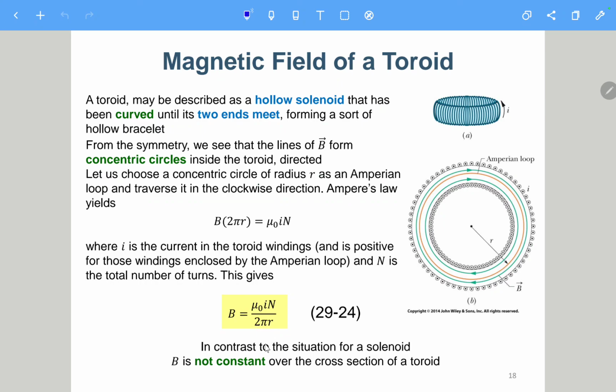Okay, so in that case, B is not a constant. It is related to R, and also related to the number of turns, and also related to the current amplitude.